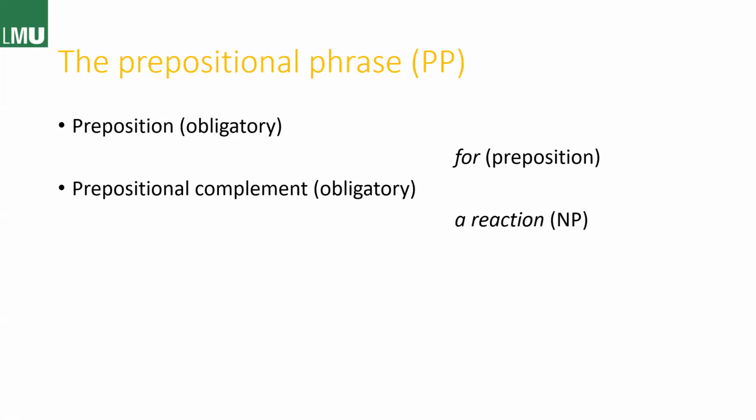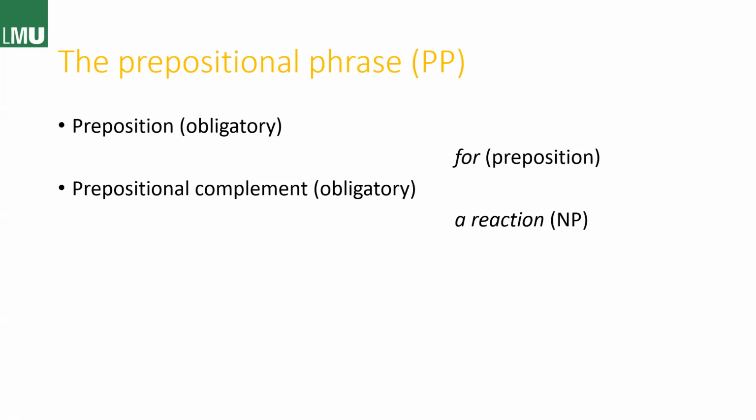Last but not least, we've got the prepositional phrase with an entirely different structure from the noun, adverb, and adjective phrase. And another thing which is new is that both components are obligatory. So we need both the preposition and the prepositional complement. So for the preposition, it's kind of obvious it's a preposition. It always is a preposition word class wise. There is no other way.